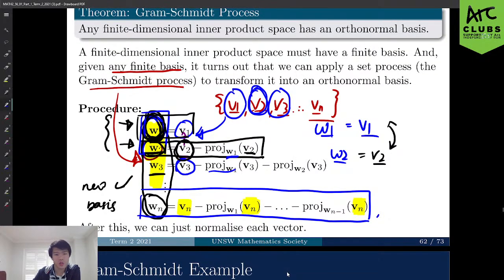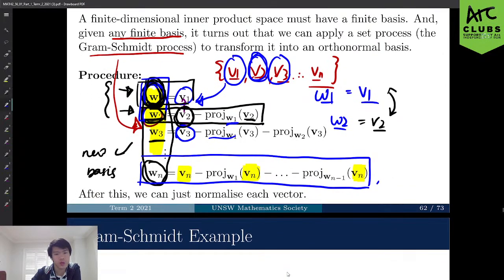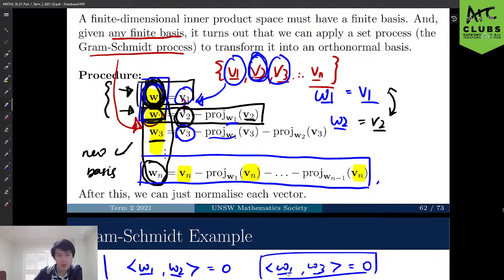Once we do that, we've gotten an orthogonal basis, which means that w1 will be perpendicular to w2, or maybe let's use the inner product notation: w1 will be orthogonal to w2, w1 will be orthogonal to w3, and all of that. But we don't have the other property, where the inner product of w1 with itself is equal to 1. And we need that, so we're going to have to change something about this.